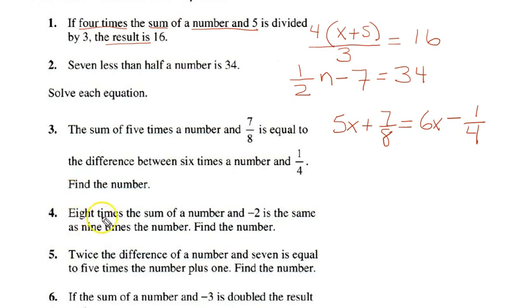All right, number 4. 8 times the sum of a number and -2. So a number and a -2. So in a sense, that's the sum. We put it in parentheses, the key word. Sum, parentheses. 8 times that. Now often students might go 8x and not put the parenthesis here. The parenthesis makes this a sum. Is the same as 9 times the number.